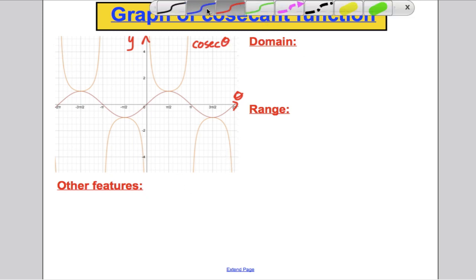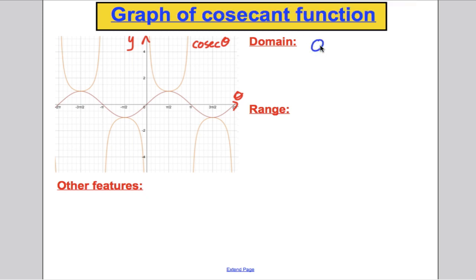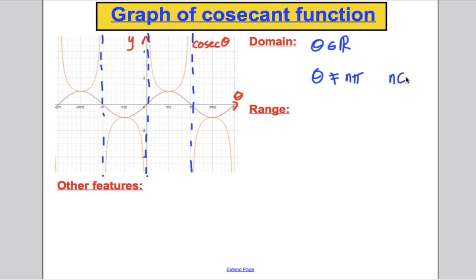What's the domain? Well, what theta values can we put in? Well, we can put any theta a member of the real, apart from a couple of thetas where the function becomes undefined. The function becomes undefined at 0, at pi, and at minus pi. The function is not defined there. So theta cannot equal n pi, where n is an integer. n can be 0, 1 pi, 2 pi, minus 2 pi, etc. So they're the only numbers theta can't be.